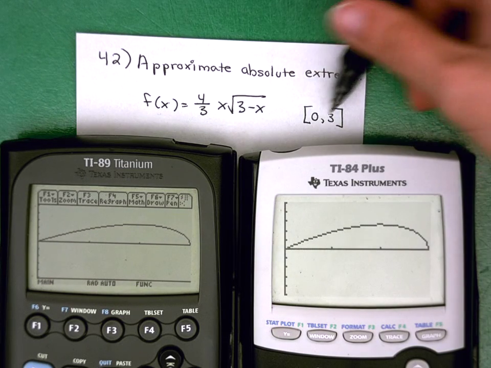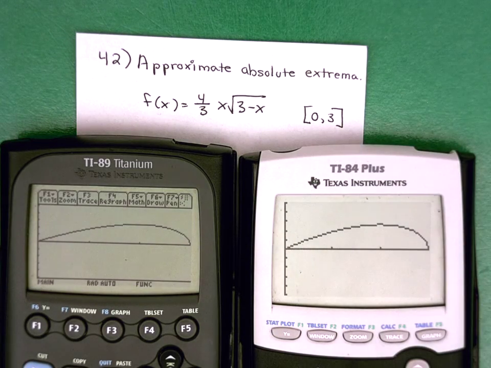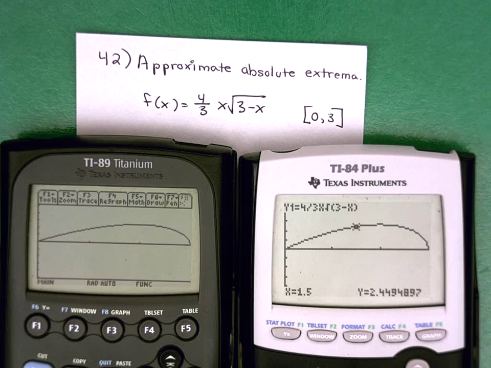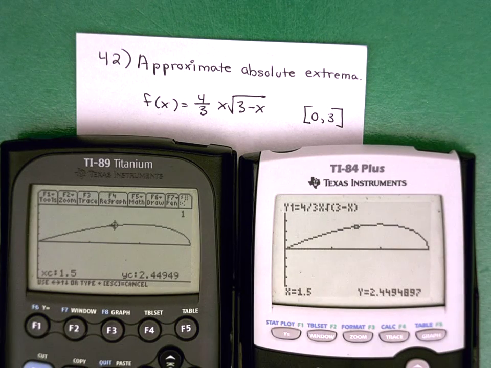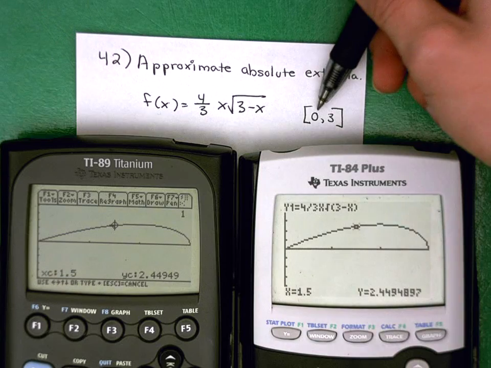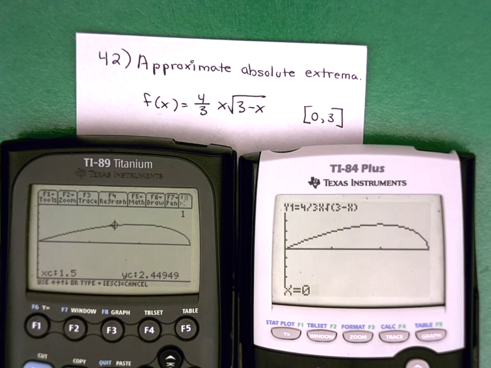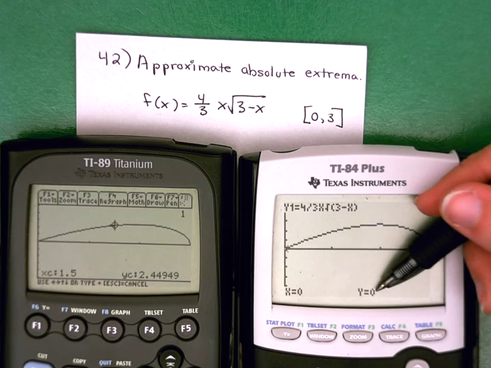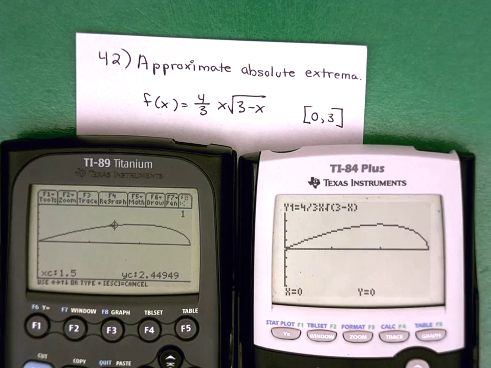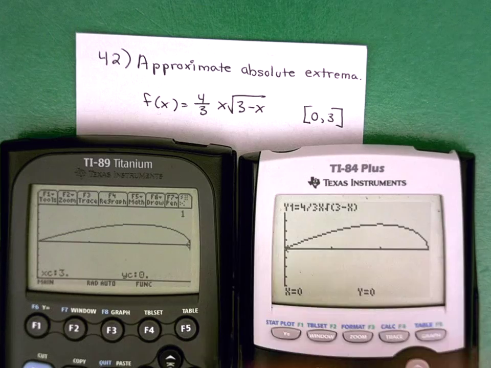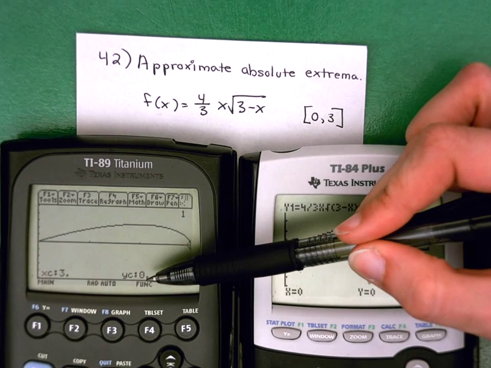Okay, well, if I know that my endpoints give me my lowest values there, and I know my endpoints are 0 and 3, well, I can find their y's by tracing. On the 84s, that's located right here, next to F4. And on the 89s, it's F3. Okay, and so then we're going to see what happens at x equals 0. When I type in 0, I get that y is 0. And if you hit trace again, and then type in 3 to see what happens at the other endpoint, when I type in 3, I get y is 0.